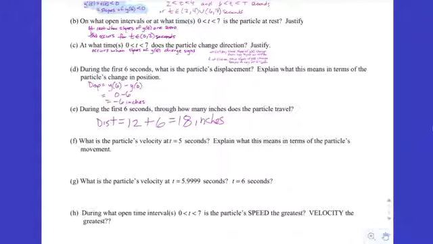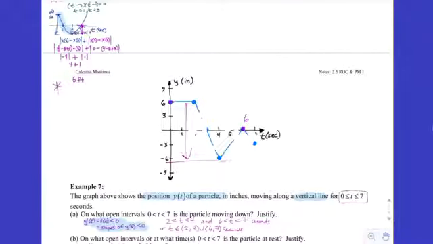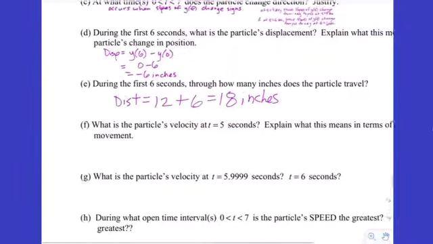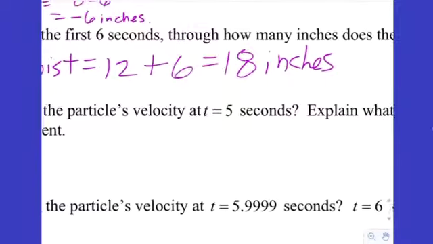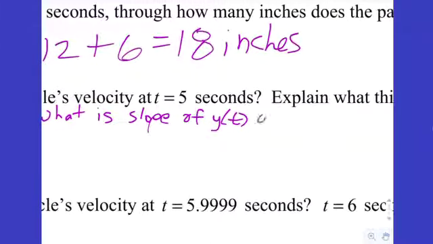What is the particle's velocity at 5 seconds? Velocity at 5. Well, velocity is the derivative of this, right? So we're looking for the what on this graph? The slope, right? So here we go. I want to know what is the slope? What is the slope of y of t at t equals 5 seconds?